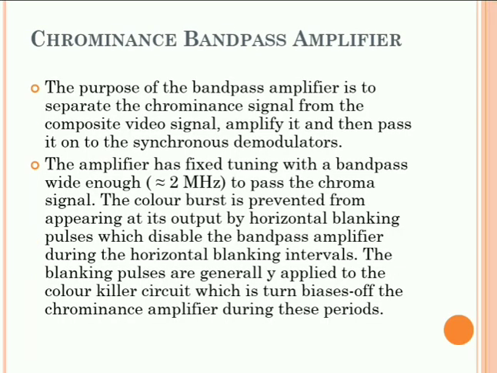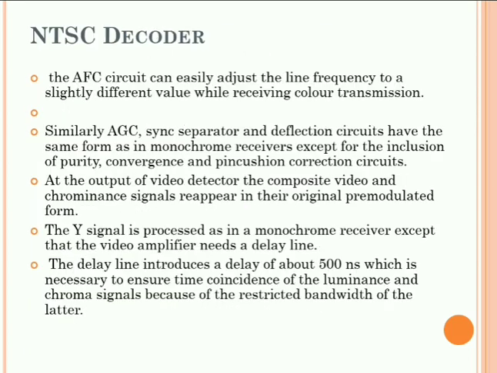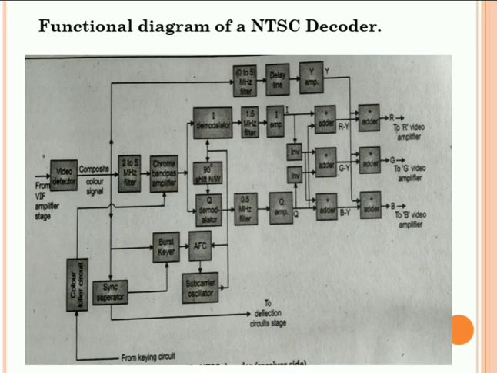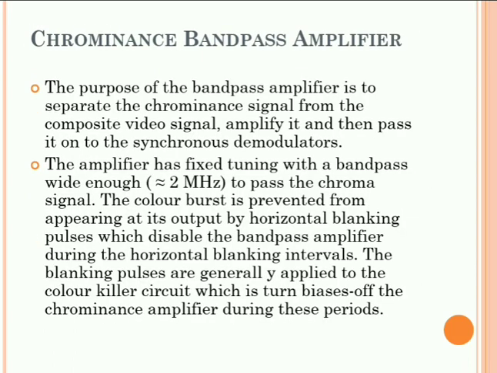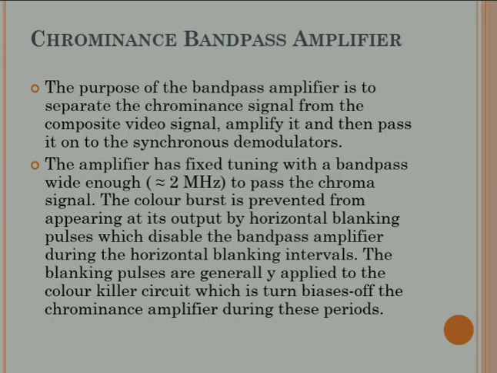Now let us see the chrominance bandpass amplifier. This chroma bandpass amplifier we have seen in the block diagram. First we have the video detector, which gives the composite color signal. After that, a 2 to 5 megahertz filter, and after that the chroma bandpass amplifier. Let us see what this chroma bandpass amplifier is and what is its need. The purpose of the bandpass amplifier is to separate the chrominance signal from the composite video signal, amplify it, and then pass it to the synchronous demodulators.